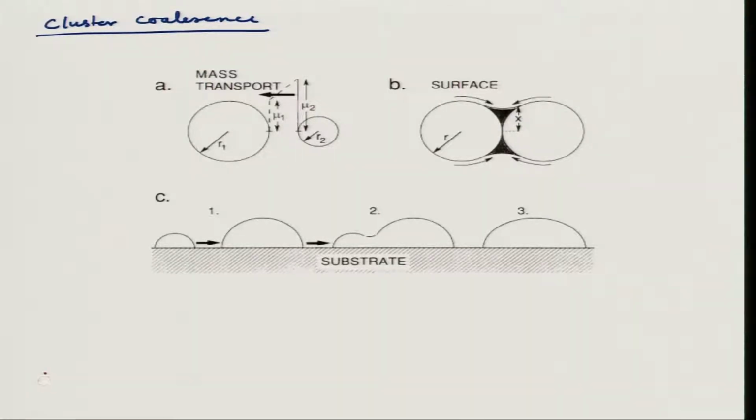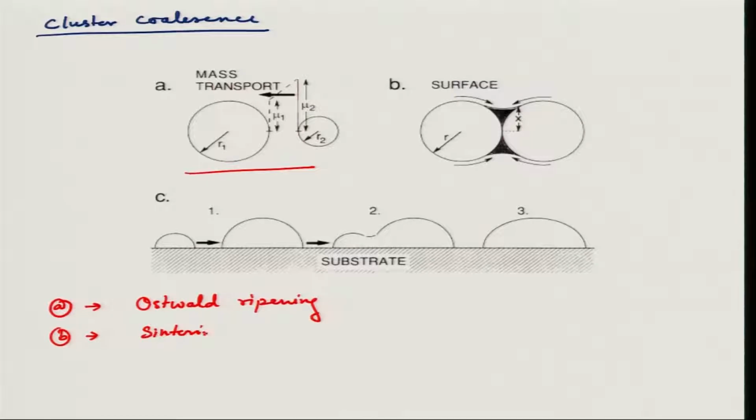These processes are: A, this is called Ostwald ripening; B is sintering; and C is surface migration of small clusters.